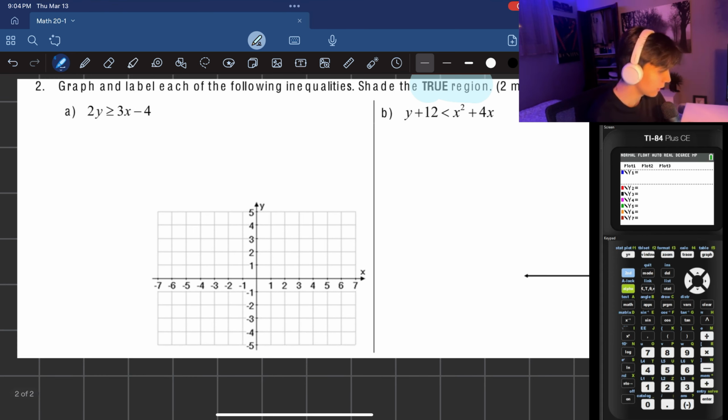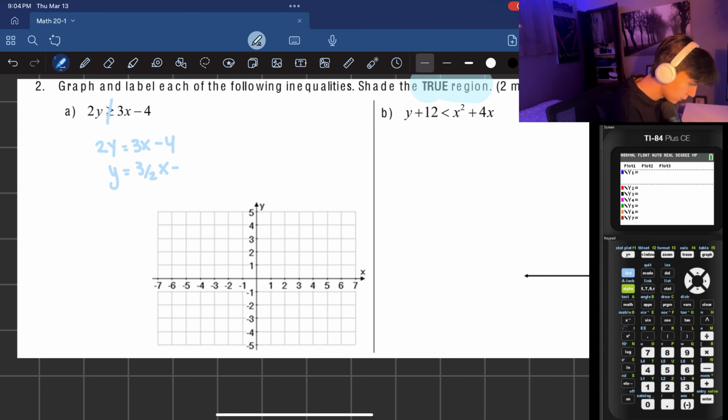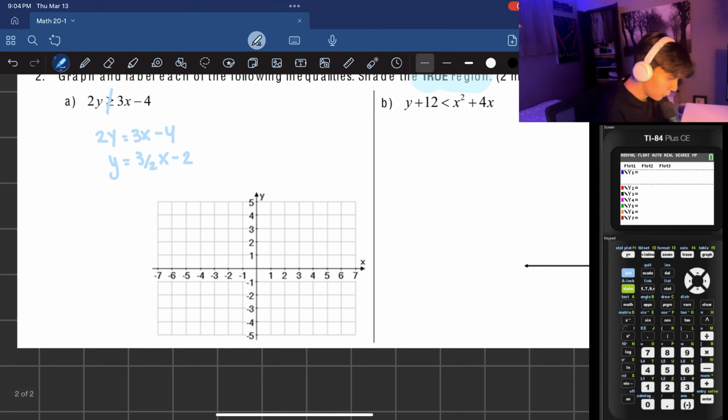Normally when we're graphing lines, we have a y equals. So in this case, we have to ignore the sign and pretend it's a y equals in order to graph it. So we have 2y is equal to 3x minus 4. And you're just going to divide everything by 2 to isolate for y. So you get 3 over 2 x minus 4 divided by 2, which just gives you negative 2. So let's plot our point. Our y-intercept is negative 2.